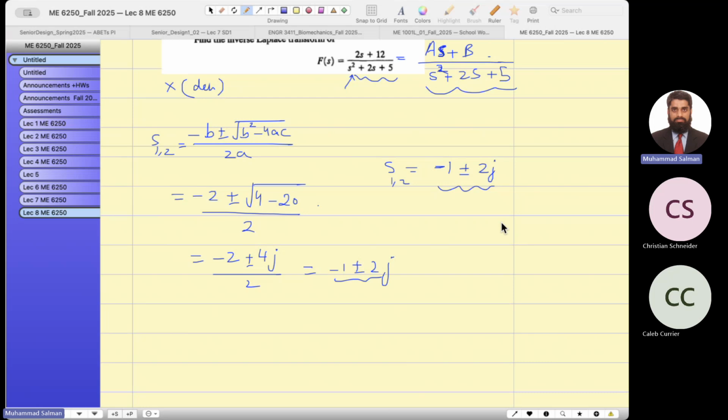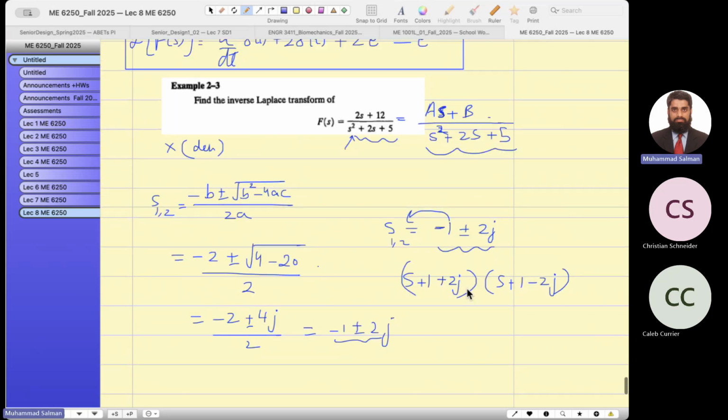Okay, in that case, how can I write this down? Can I bring this to the left hand side? Can I write it like s plus 1, plus 2j? So now what you have to do is replace this by these two factors.